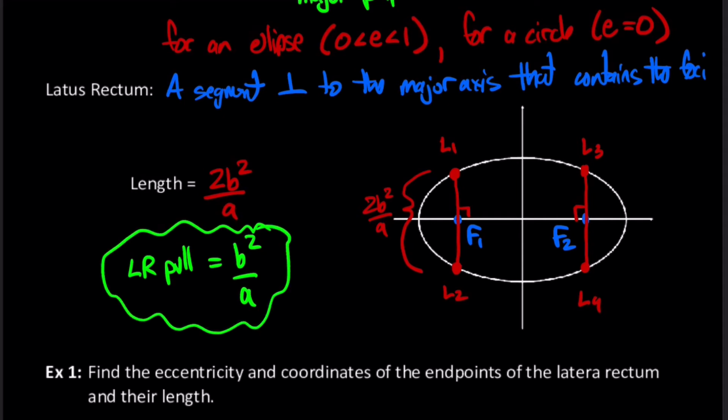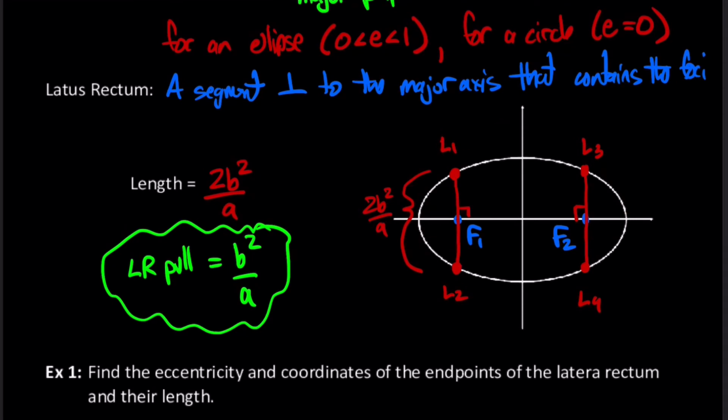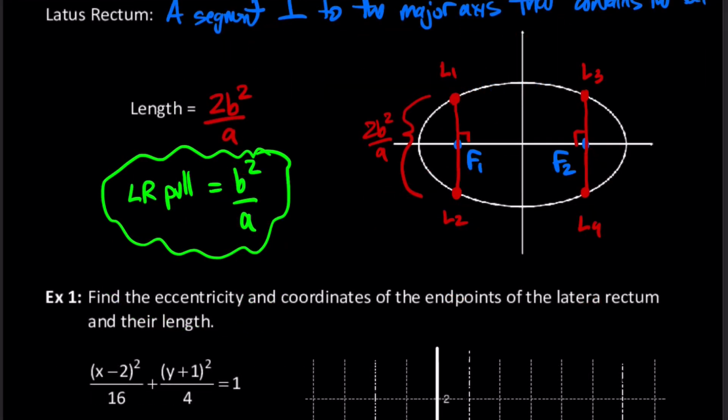That's great for calculating the total length, but usually we want to find those coordinates because it helps us shape the ellipse. Because if these points are closer, then it's more oblong. If they're further away, then it's more circular. So it gives us an idea of the shape of the ellipse. Before I move on, I should put the LR pull in the diagram. So this distance from the focus to L1 would be the LR pull.